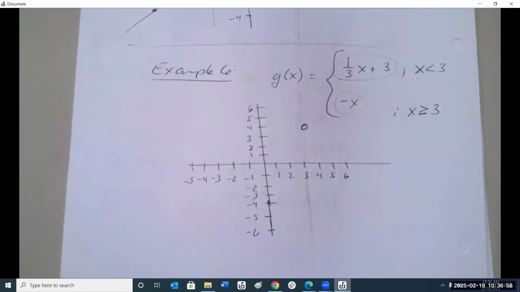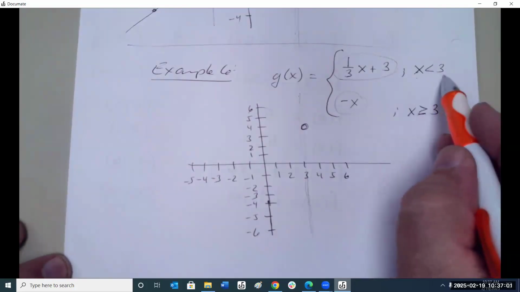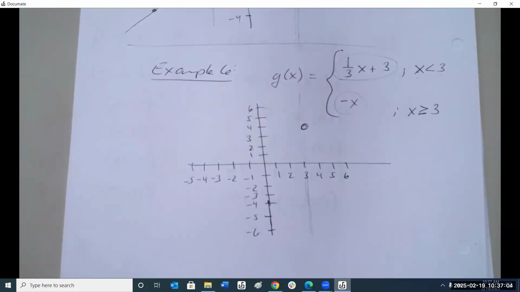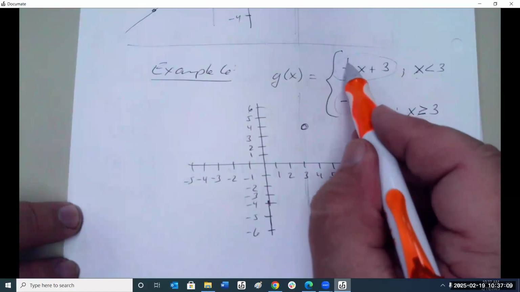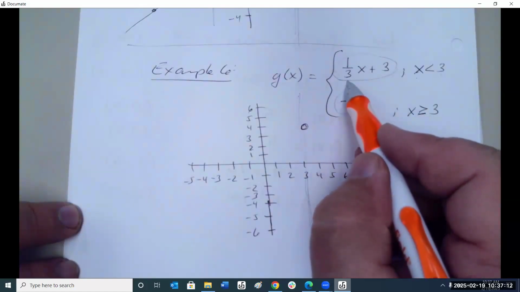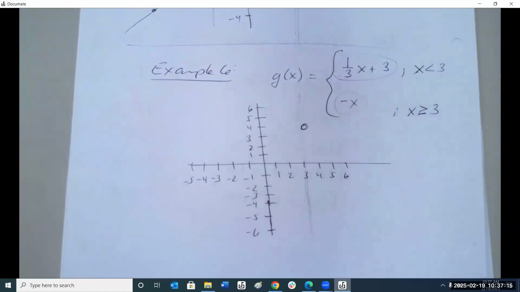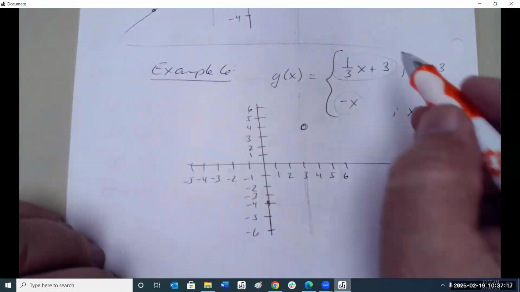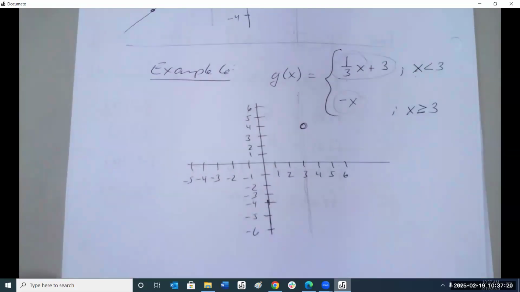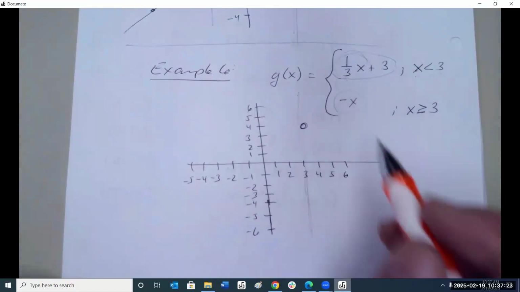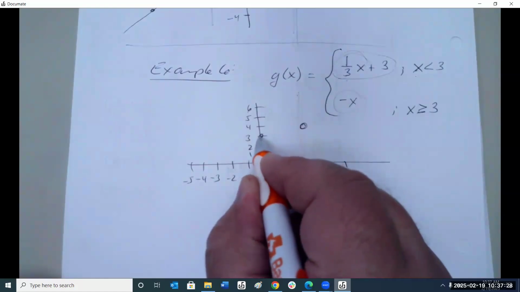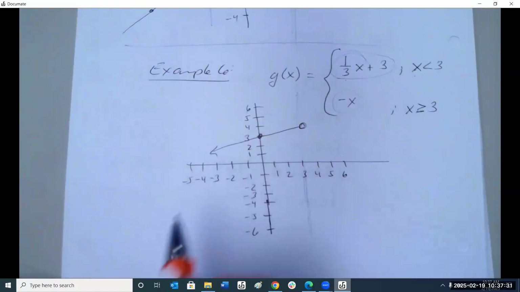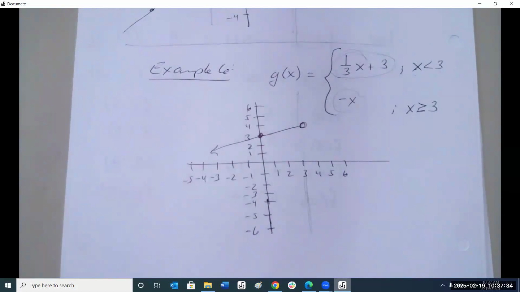What would be the next logical point to use? We want an x less than 3. Well, we know the slope of this one is going to be up 1 over 3. But that's if we're going to the right. We need to go to the left. So it's easier if we use 0 because it's less than 3. If x is 0, what is our answer going to be? So there's our graph there. It's a linear equation. All we need is 2 points and we're done for that part.